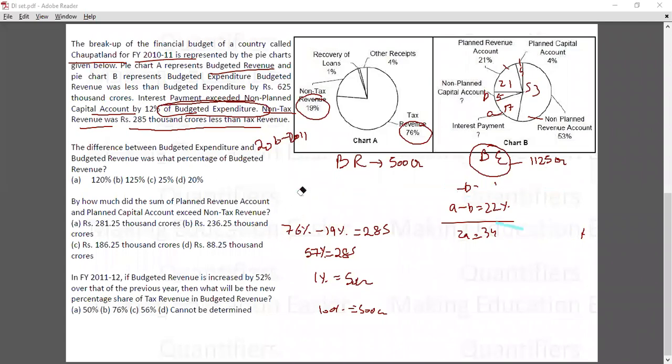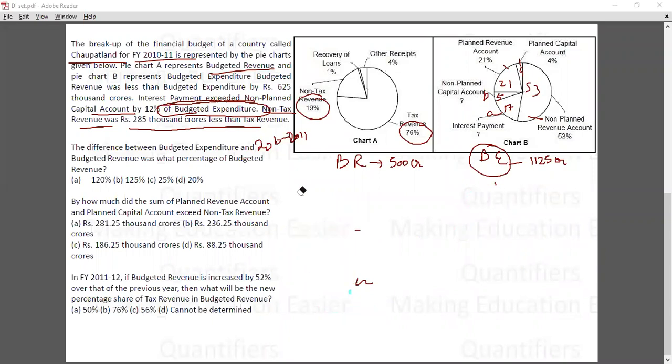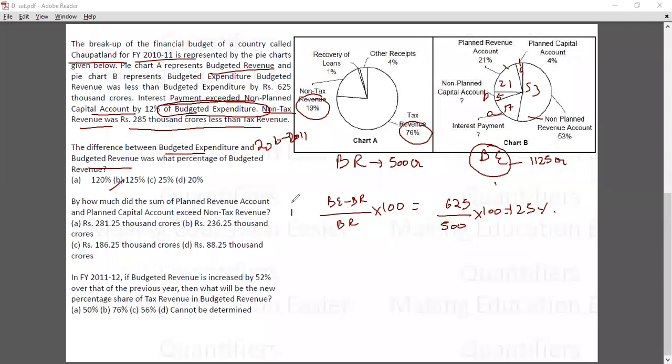Now let's read the questions and let's see how many we can answer. The first question says the difference between budgeted expenditure and budgeted revenue was what percentage of budgeted revenue? Budgeted expenditure minus budgeted revenue was what percentage of budgeted revenue? So the difference was 625. Revenue is 500, into 100. So it comes out to be 125%. So the answer to the first question is 125%.